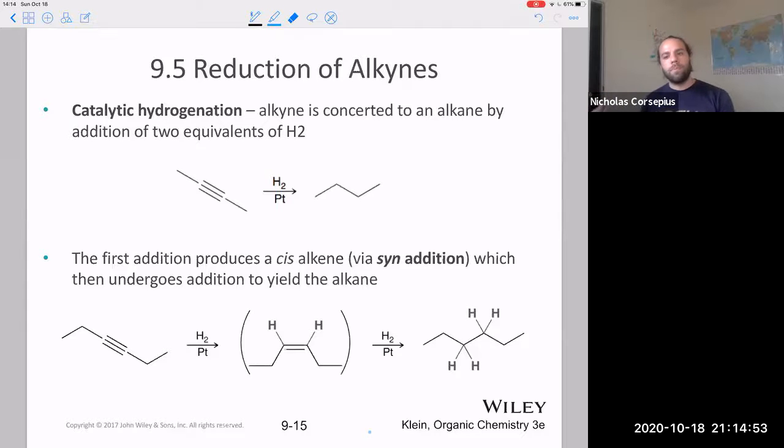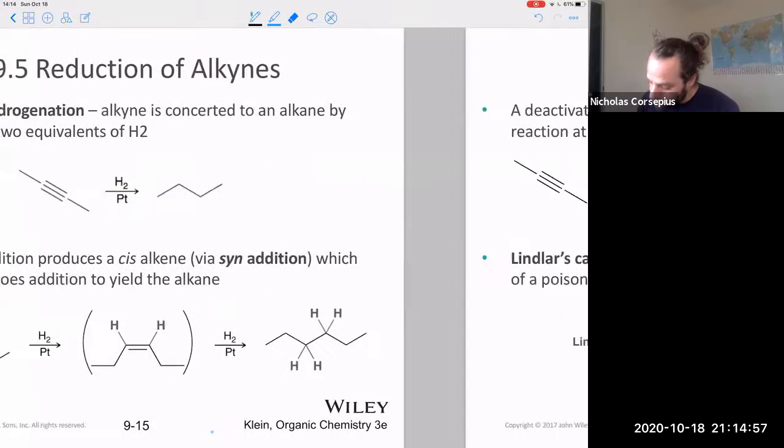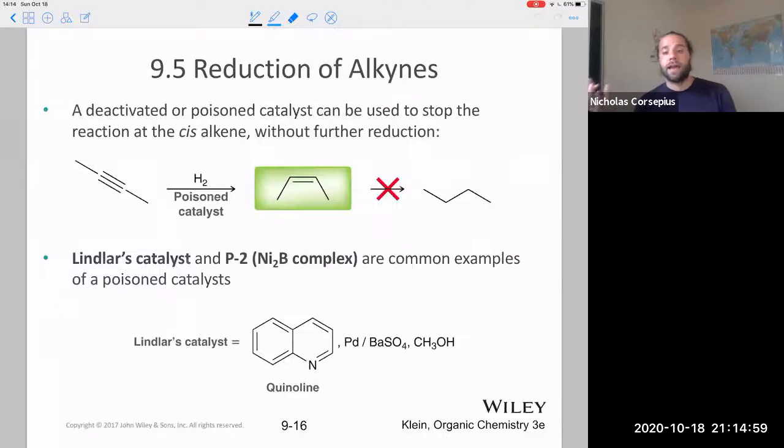But what if we want to stop it at an alkene, just a one-step reduction? For that, we can use special catalysts. So the first one is another surface catalyst. It's called a poisoned catalyst, which basically means it doesn't work all that great. The most popular one, and the one that you're going to see over and over again that I use, is this dude Lindlar's. So Lindlar's catalyst will stop at an alkene. And again, it's a surface catalyst.